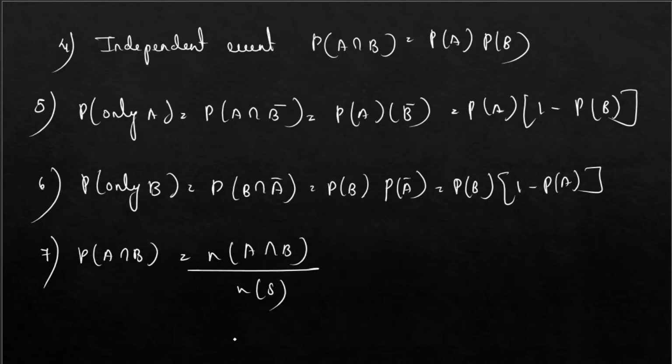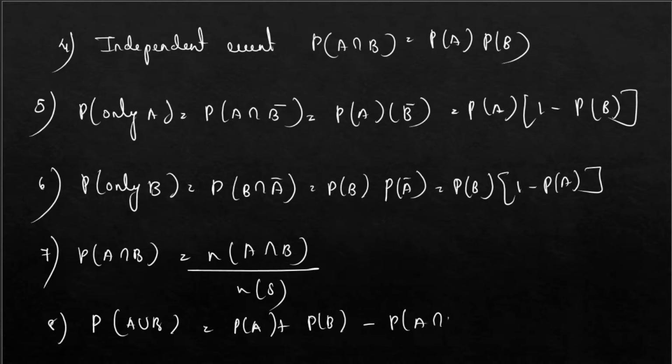Seventh is probability of A intersection B, which is favourable upon sample space. Eighth is probability of A union B is probability of A plus probability of B minus probability of A intersection B. Any doubt in this?